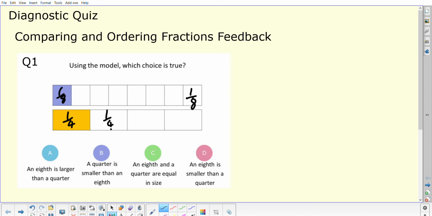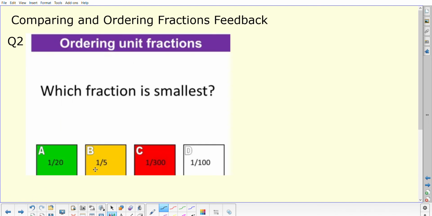So what you're asked to do is check the statement, and I'm pretty sure most of you were able to see that the last statement there was true. An eighth is in fact a smaller piece than a quarter. So the bigger number on the bottom does not mean the fraction's bigger. In fact, it's the opposite. It means the fraction is smaller.